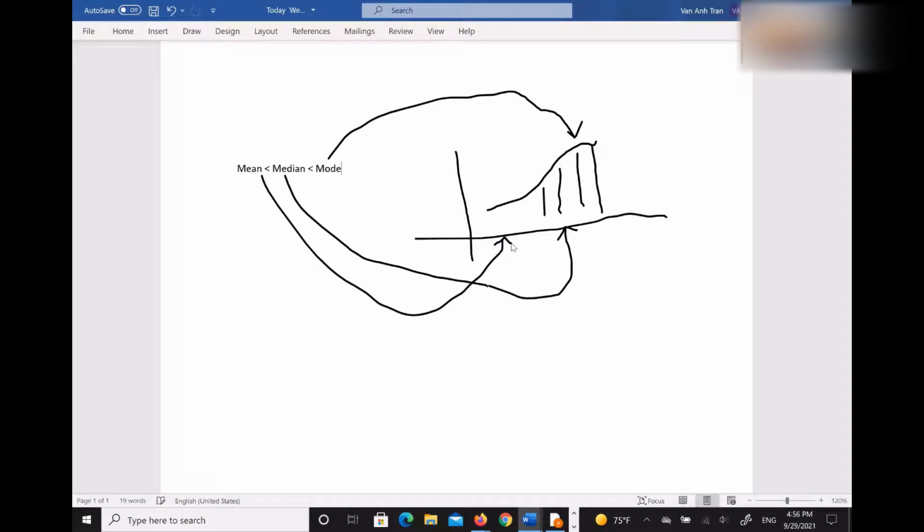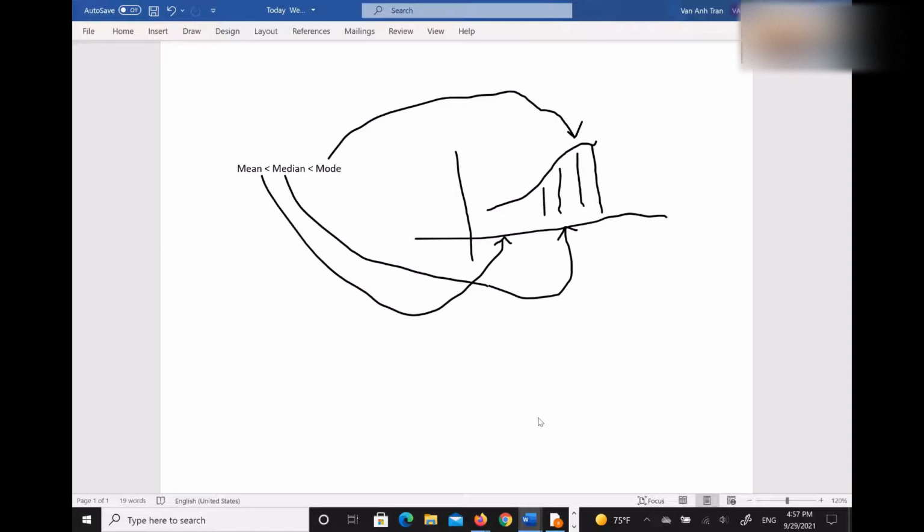Imagine it like that. So that means that in this case, the distribution is skewed left or negative skew. Okay, that's how you draw the distribution based on those three values. And this is for continuous data, everyone. All right, let's look at the next one.